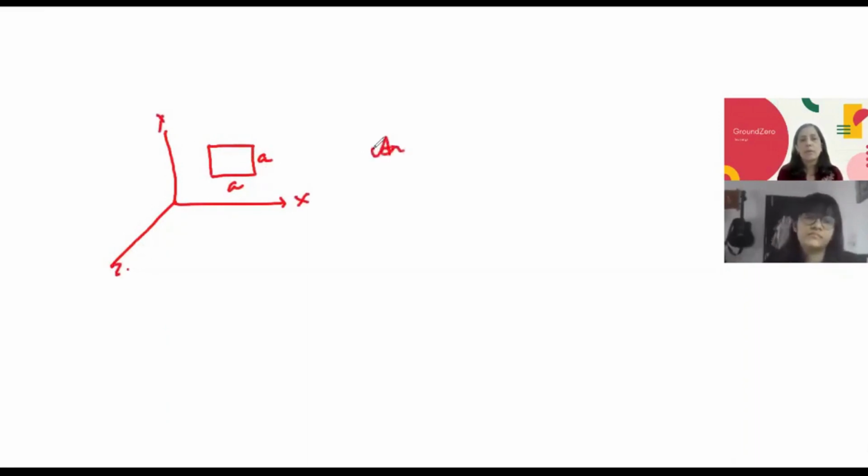Now you have said area is A square, right? So what about the direction? Where will the direction be? It is perpendicularly outwards. So will it always be perpendicular outwards? Can it not be inwards? It depends on where we consider it. So the direction of the area is always perpendicular to the surface.